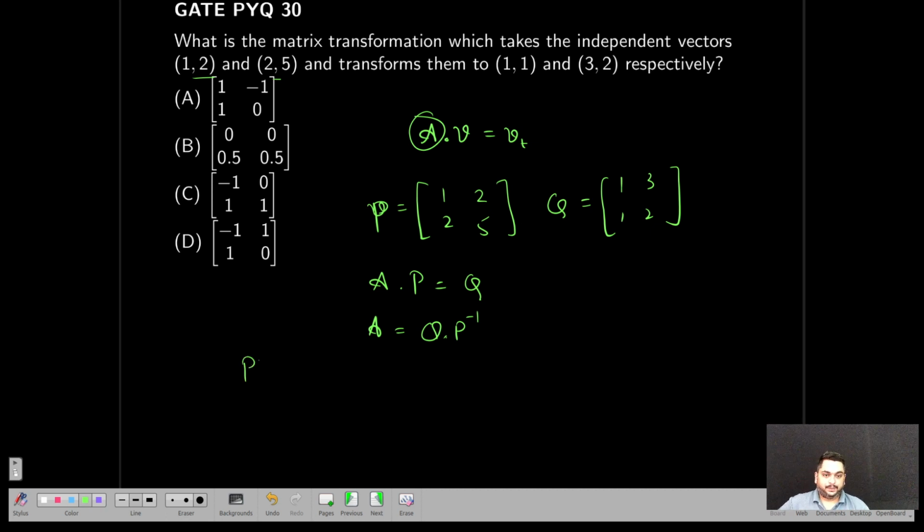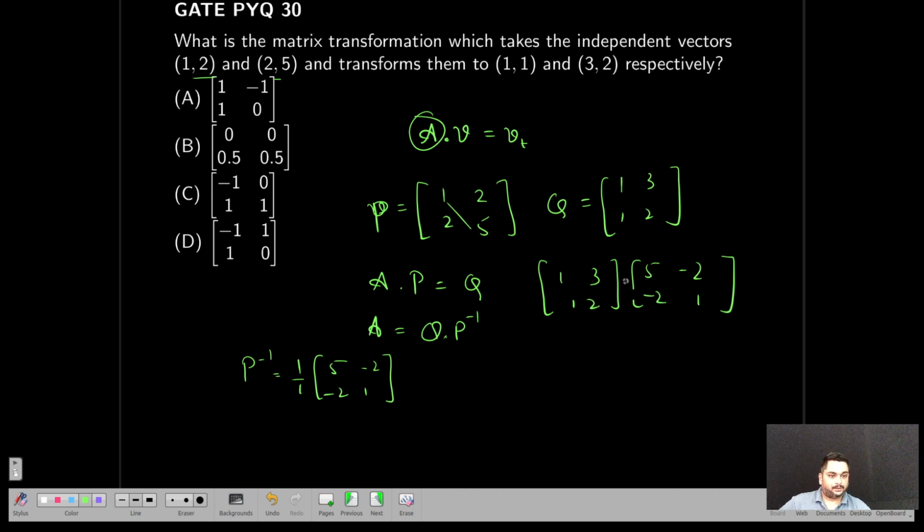So P inverse is equal to 1 by the determinant of P, which is 5 minus 4, that is 1, into the matrix where you change the elements and change the signs of these two: 5, minus 2, minus 2, 1. Now we multiply Q, 1 1 3 2, into 5 minus 2 minus 2 1. This will become 5 into minus 3.